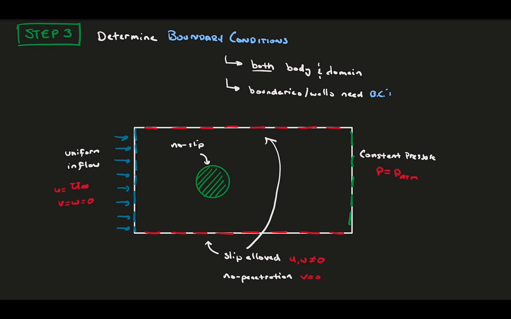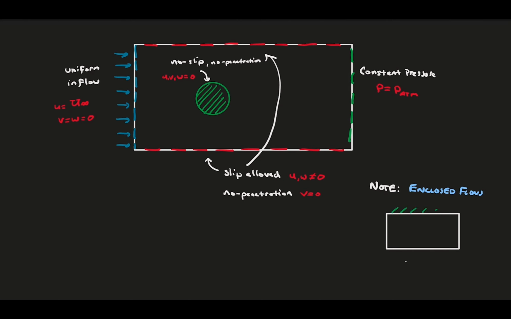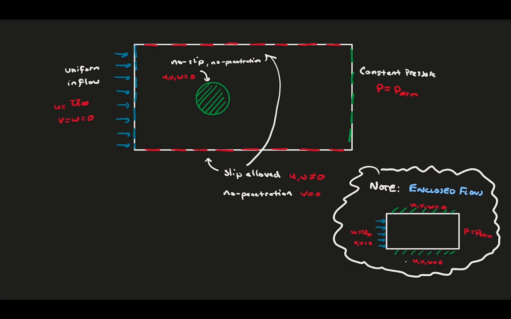And on the surface of our cylinder, we have the no slip and no penetration velocity condition that we've been using throughout the course when we've studied these flows analytically. It's important to note that if we were doing an enclosed flow like a pipe, we would do all the same conditions, but the walls of our domain would be our surface, so we would give them the no slip and no penetration condition.